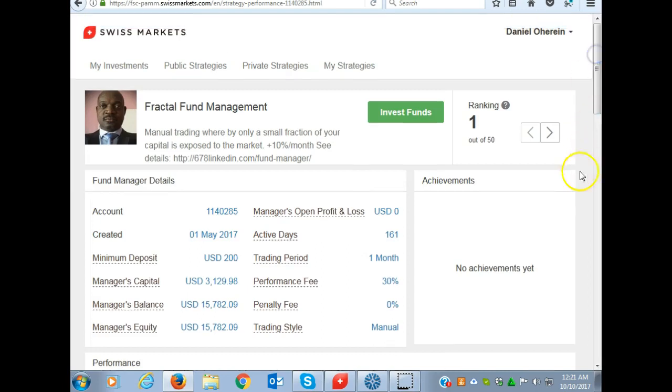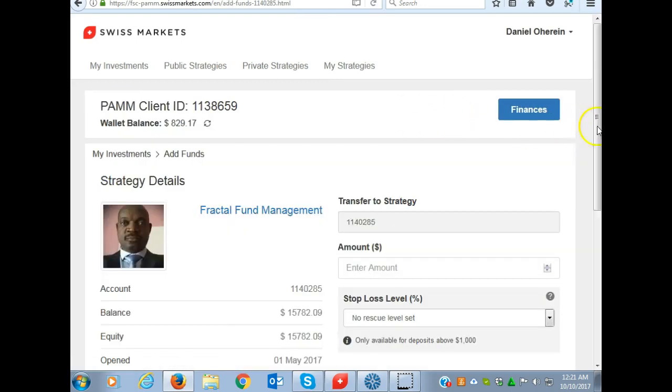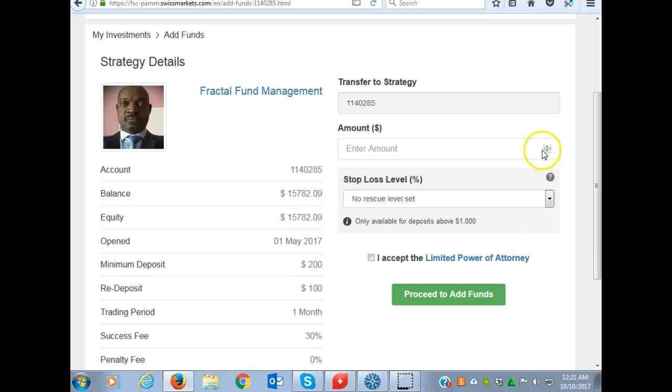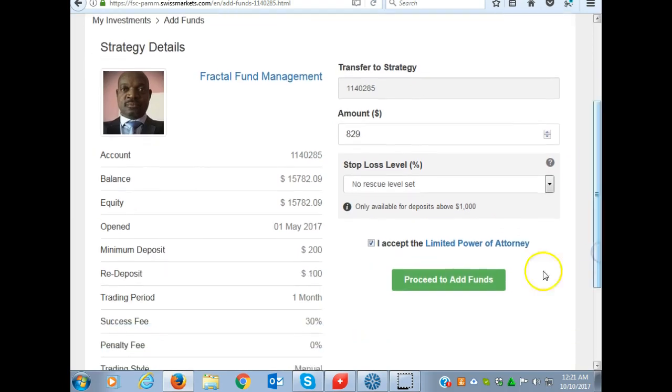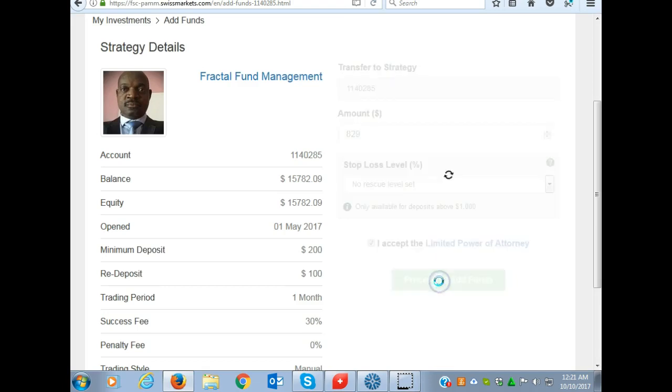But for this particular explanation, I want to reinvest my 800. I will click on invest fund and enter the amount which I want to invest. I think that amount is 820... $829. I will click accept and then I will click proceed to add funds.